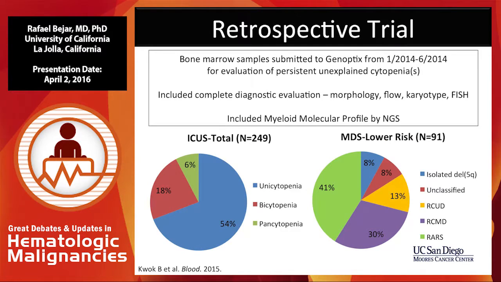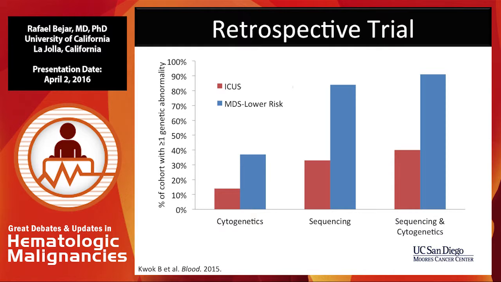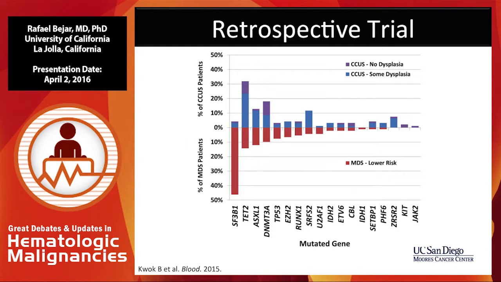We then supplemented that by doing a retrospective analysis, looking at 250 patients that were already diagnosed as either having ICUS or MDS, and compared them, and found again that about 40% could be identified as having a clonal marker. And the spectrum of mutations is very similar, and in this case it was a little bit more prominent that those patients who had MDS were more likely to have SF3B1 mutations. And we think we understand this.